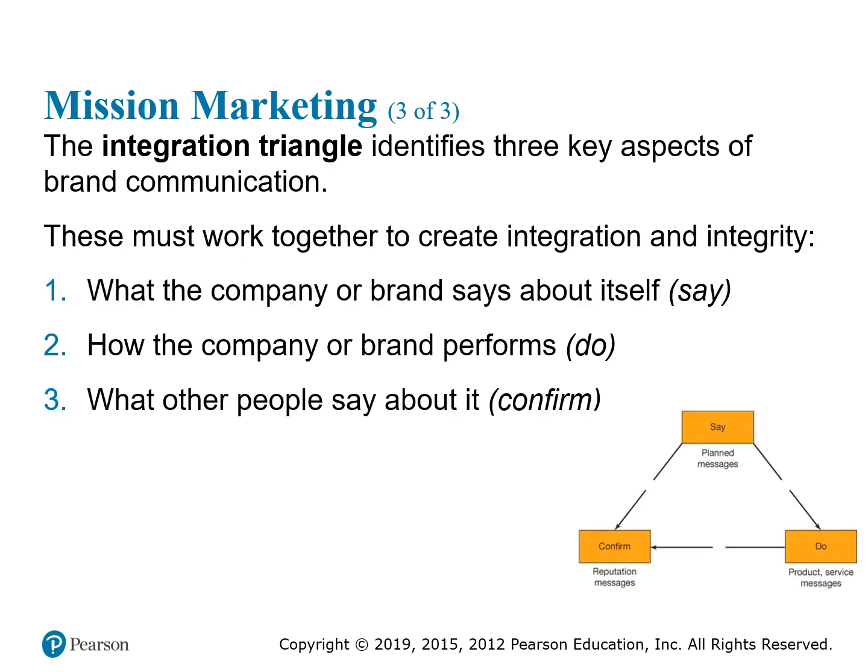So the integration triangle in mission marketing identifies 3 key aspects of brand communication. These must work together to create integration and integrity. Number 1, what the company or brand says about itself is saying, how the company or brand performs is doing, and what other people say about it confirms it. So it's say, do, confirm.